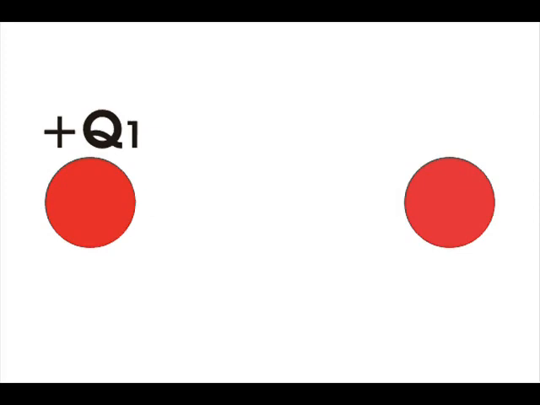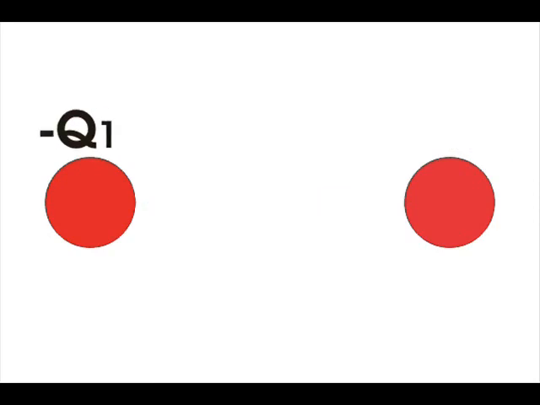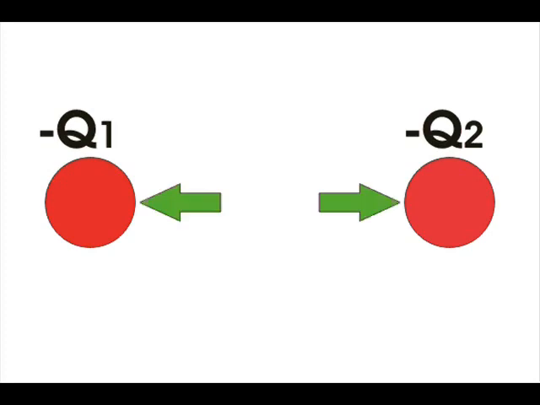Again, one body is positively charged with plus Q1 and the other body is positively charged with plus Q2. The force acting between them is repulsive. Again, one body is negatively charged with minus Q1 and the other body is negatively charged with minus Q2. The force acting between them is again repulsive.